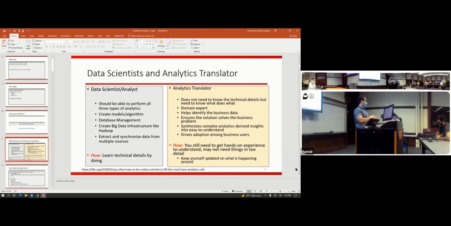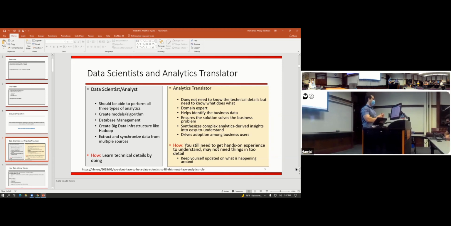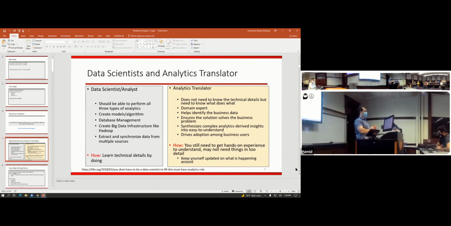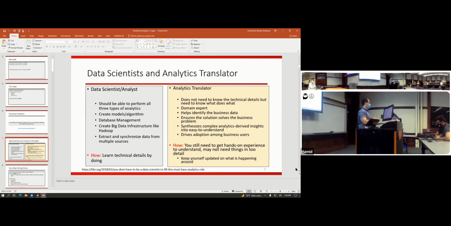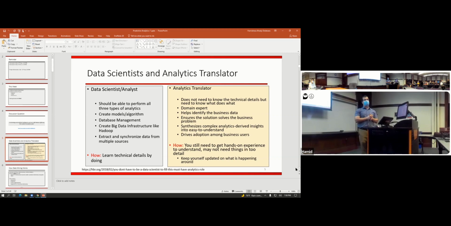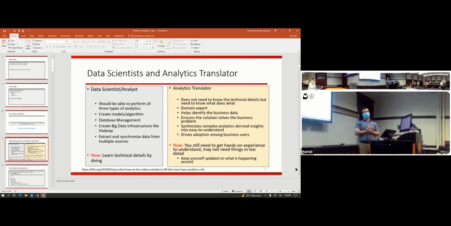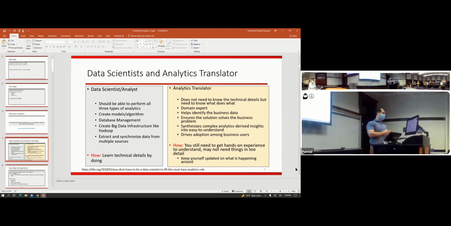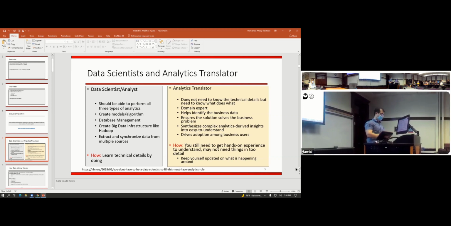So this tool is actually mostly good for analytics translators, people who have some expertise in their own domain, so they don't have to know too much about algorithms and working with big data. You guys can work with it and do very interesting predictions or find some associations. So it helps you practice and understand what those concepts mean.